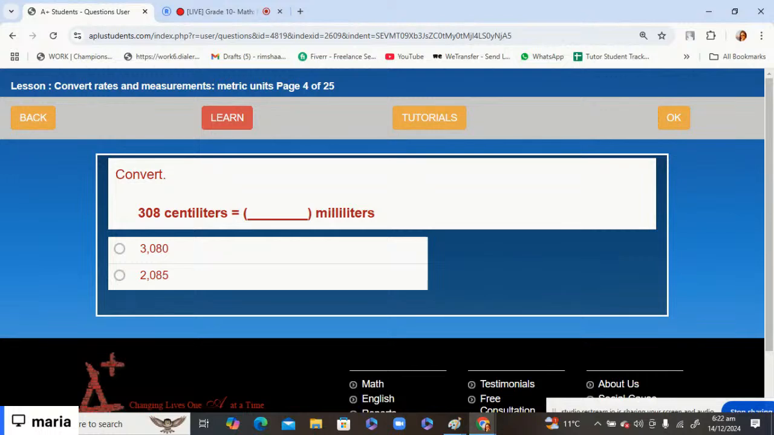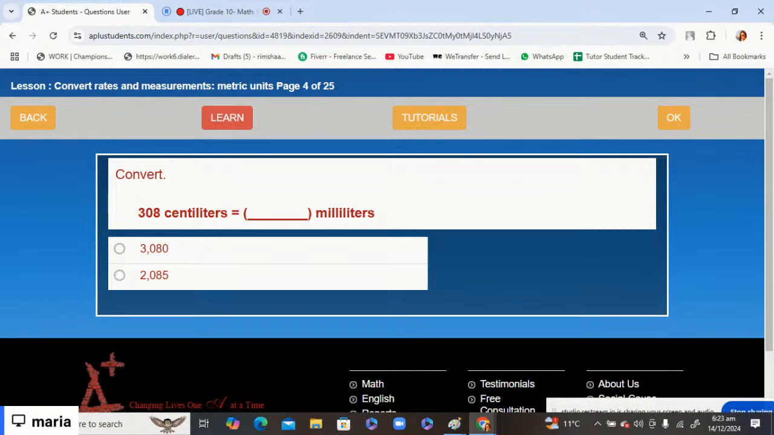308 centimeter to millimeter. Now when converting, it means multiplying with 10. So 308 centiliters equals to how many milliliters? So it's just liter things that are involved. So 308 centiliters is equals to how many milliliters? So you are going to put centiliters and milliliters things are involved. So let's just see it.